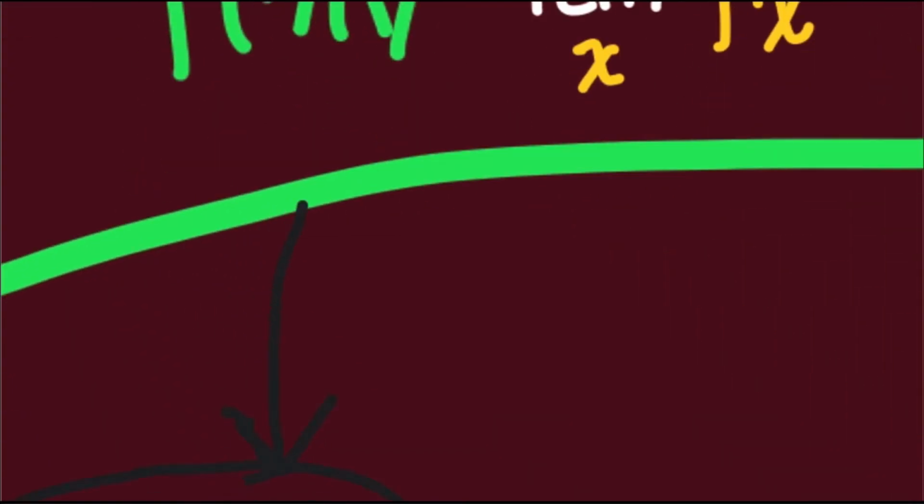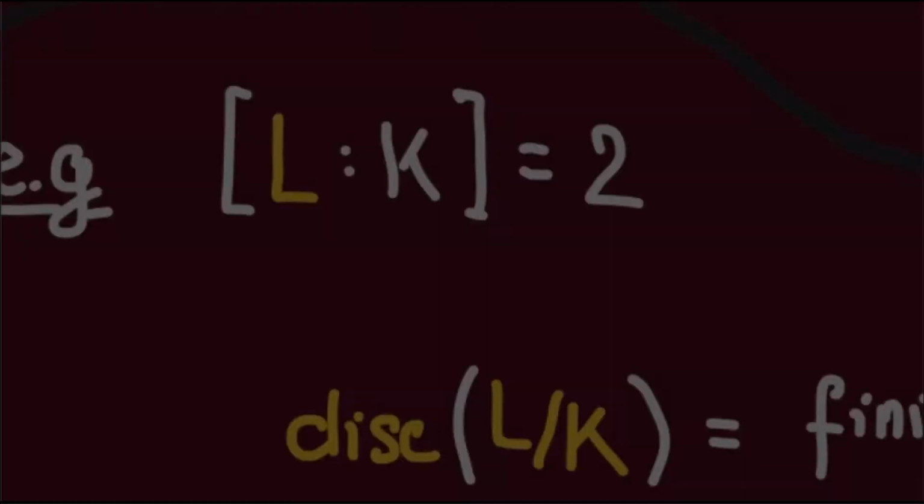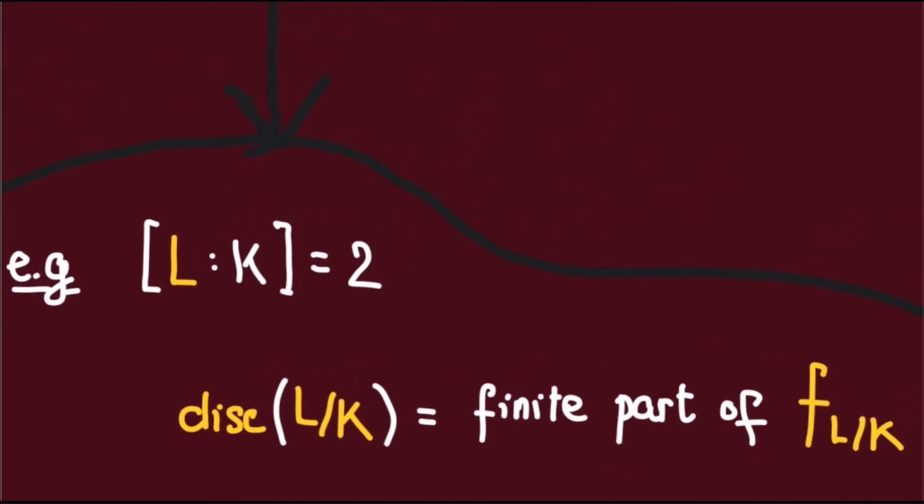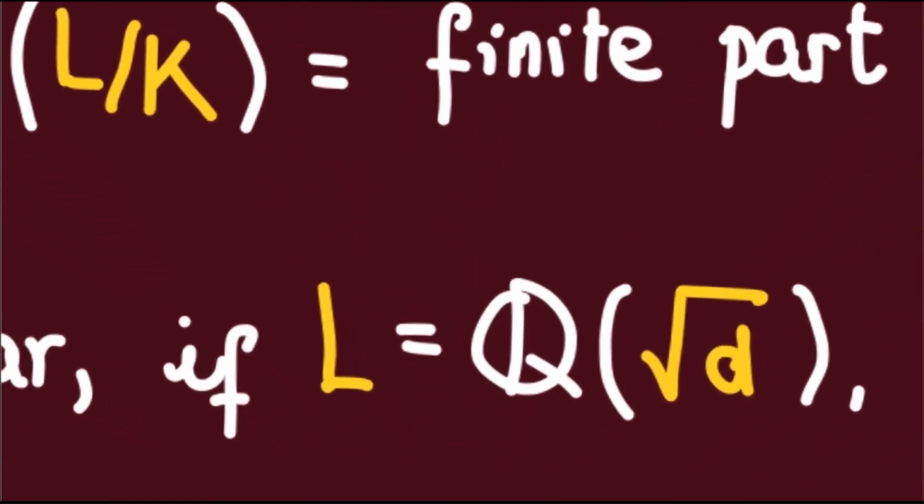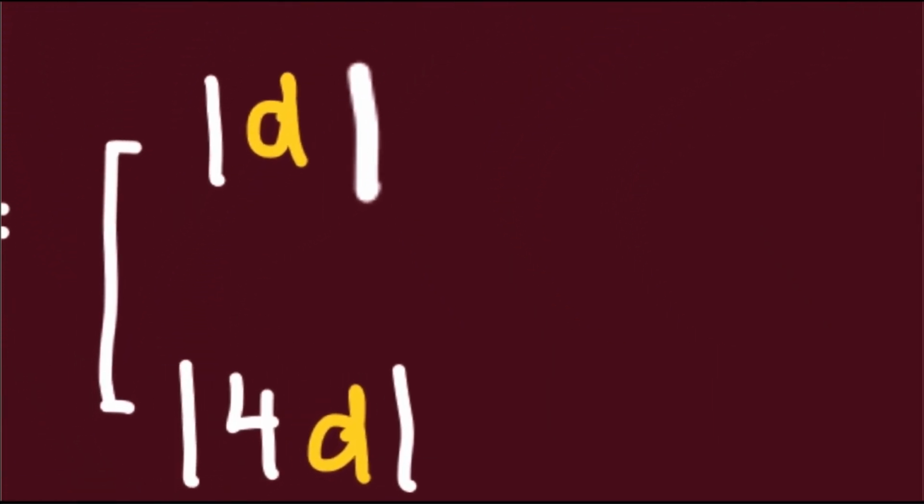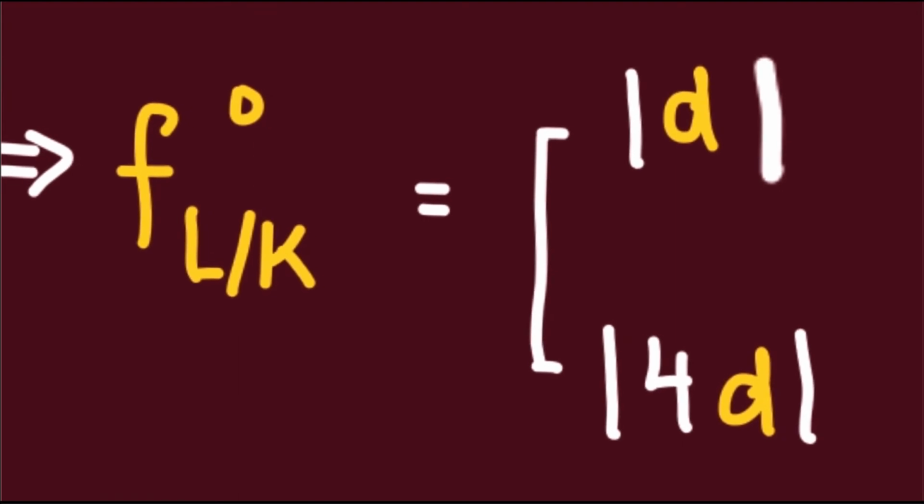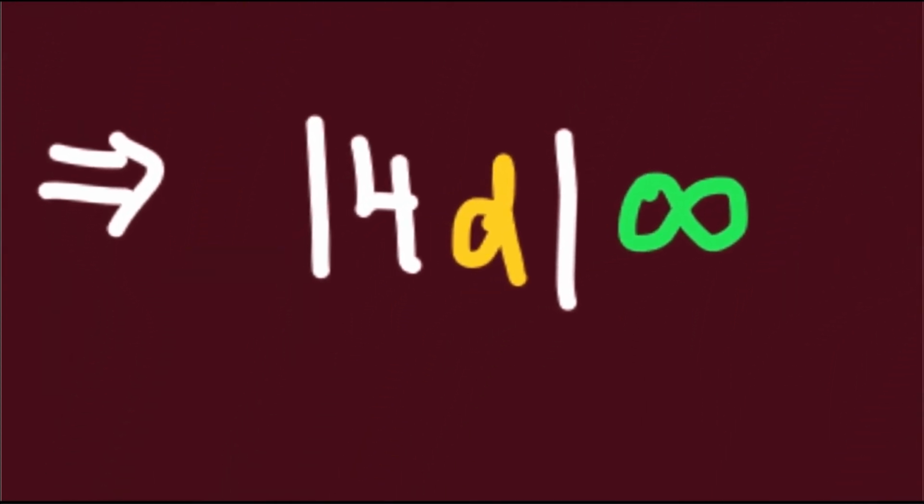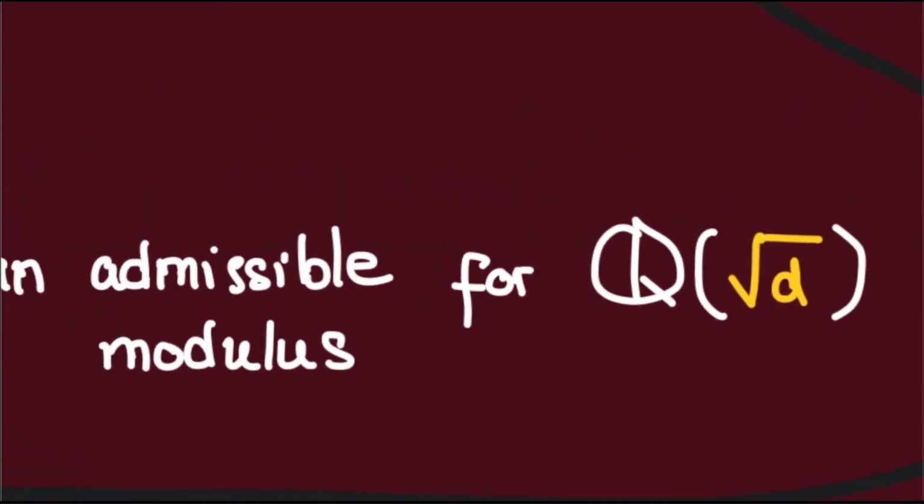For example, when the degree of the extension L over K is 2, then the discriminant of L over K is just going to be the finite part of the conductor of L over K. In particular, when K is Q and L is just a quadratic number field over Q, then since we know the discriminant of such a number field, we know the finite part of the conductor of such a number field. In all of these cases, the full conductor, including the infinite part, must divide the absolute value of 4D multiplied with the infinite prime. That means that this modulus must be an admissible modulus for Q adjoined the square root of D.